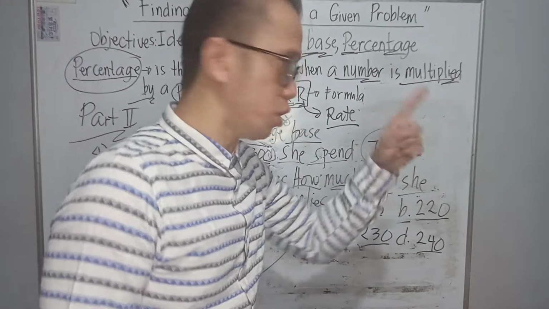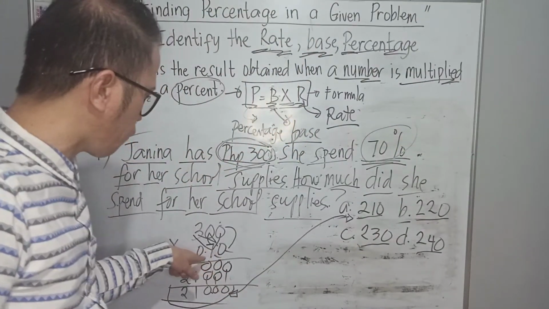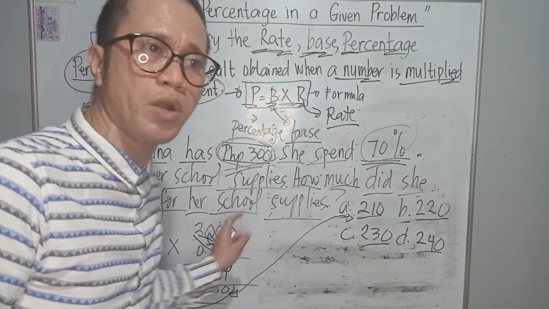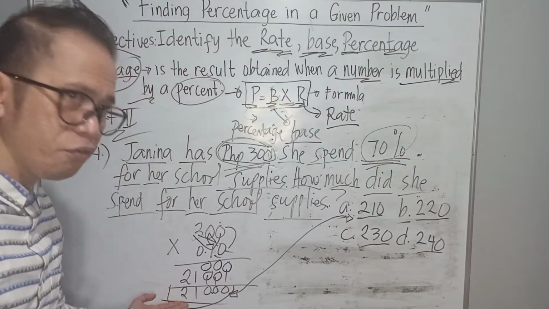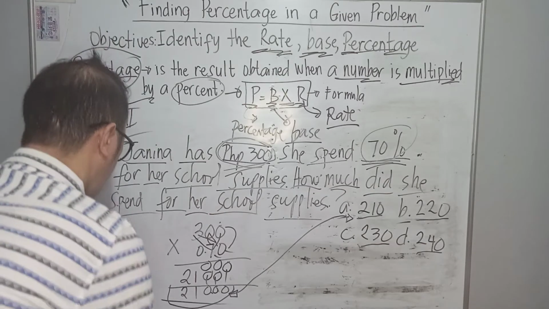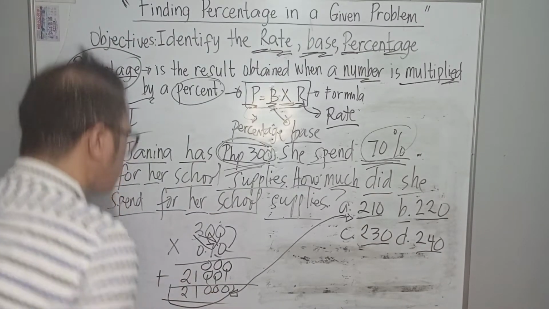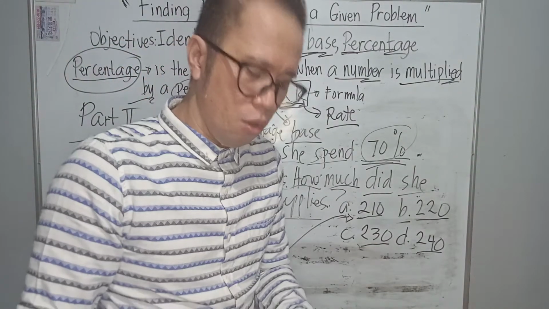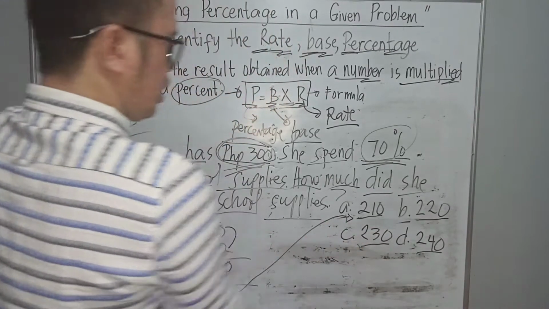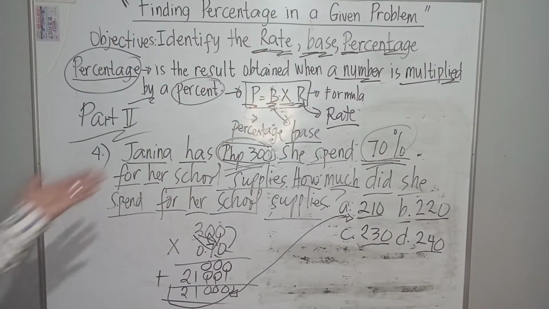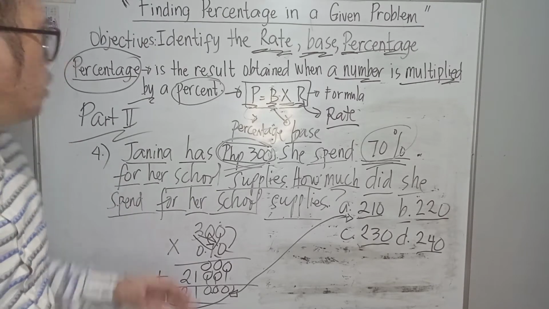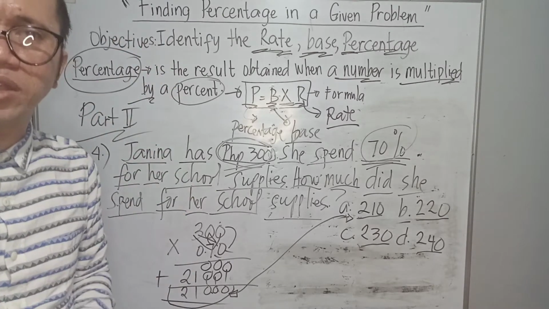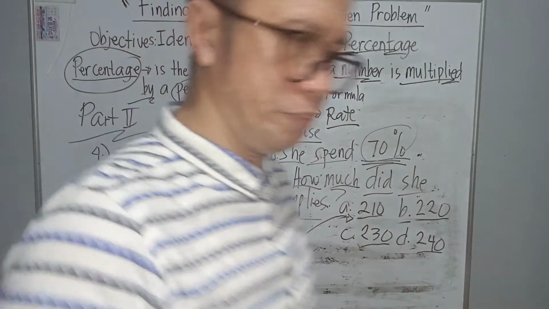70% is transformed to decimal form, which is 0.70. So the answer is correct. The process, class, is multiplication and addition. I will give you time to copy or jot down the second part of our topic, finding percentage in a given problem.